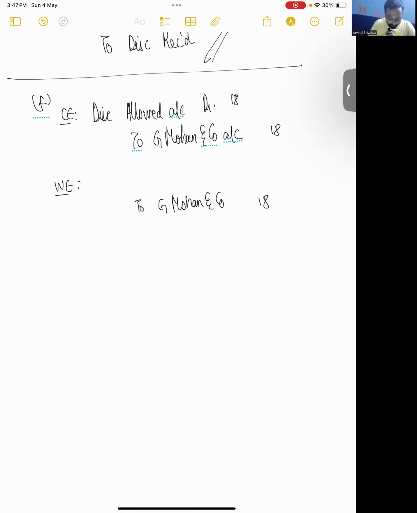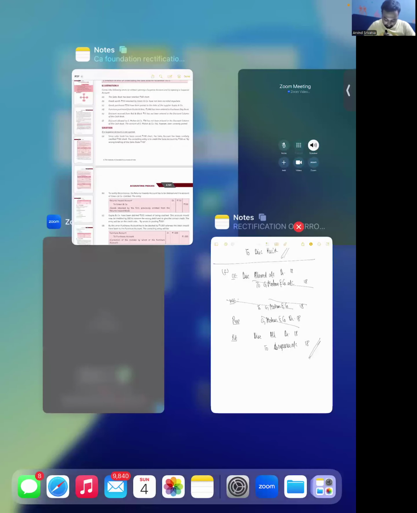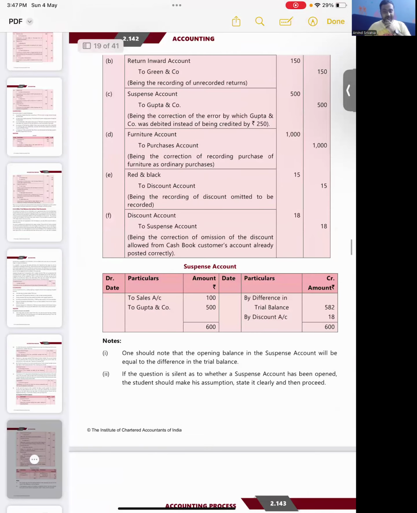18. So when we reverse this, we are reversing this now. G Mohan and Co. account debit. Debit credit will get knocked off, sir. Rectification entry. Discount allowed debit 18. To credit, we don't have anything, sir. Credit got cancelled. To suspense account 18. Perfect, sir.